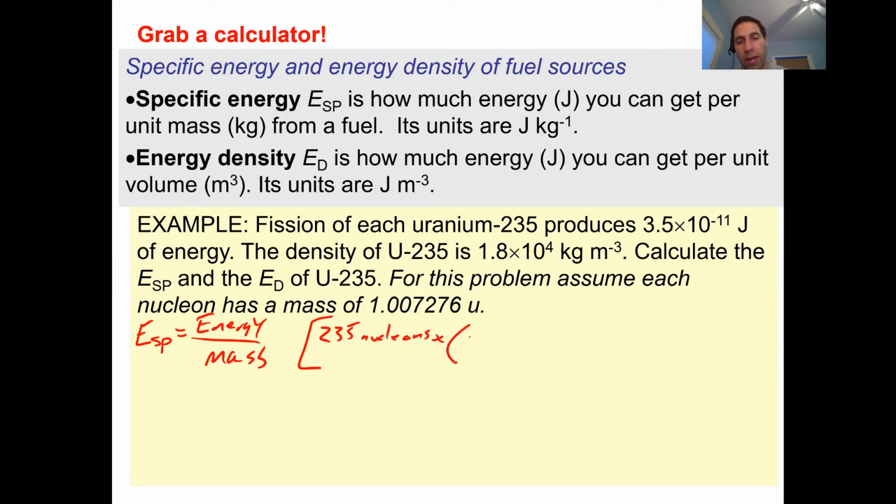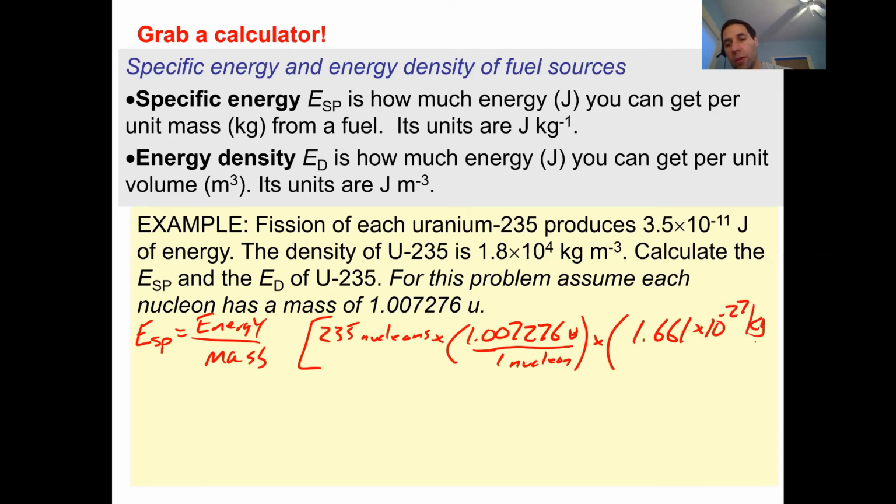And we know that by what I just gave you, 1.007276 AMU per one nucleon. And we know what's true about the conversion from atomic mass unit to kilograms. This is something that is in your data booklet. 1.661 times 10 to the negative 27th kilograms is 1 AMU. Okay, so let's calculate that.